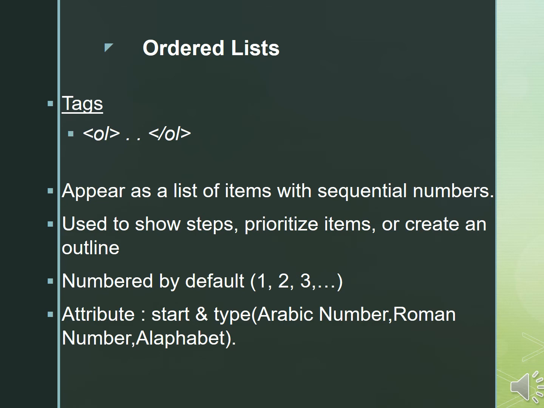The tag used for ordered list is ol, followed by the list which you want to create and a closing ol. It appears as a list of items with sequential numbers. Generally, we use ordered list to show steps, prioritize items, or create an outline. It's numbered by default as 1, 2, 3, that is Arabic numbers. The attributes for ordered list are start and type, and the value for type can be Arabic number, Roman number or alphabet.